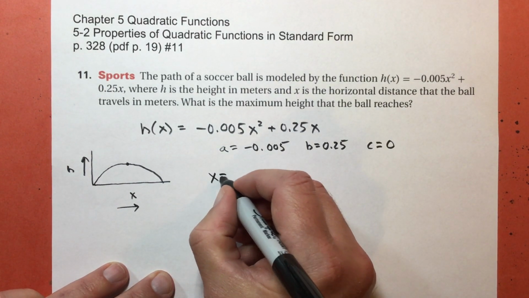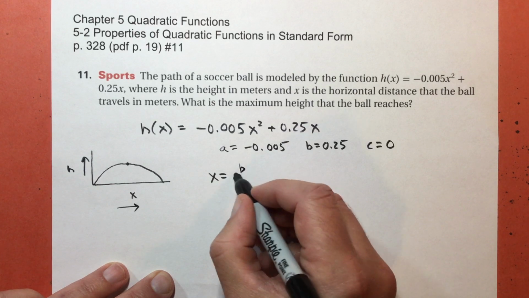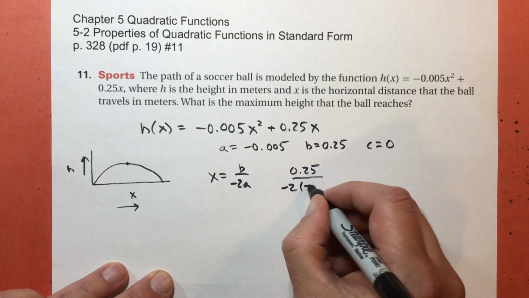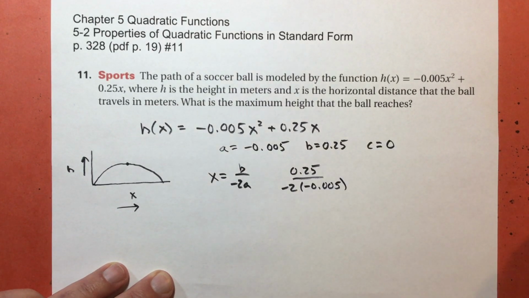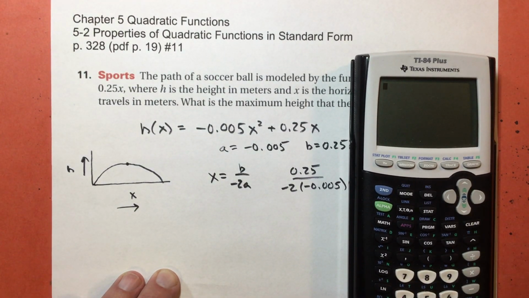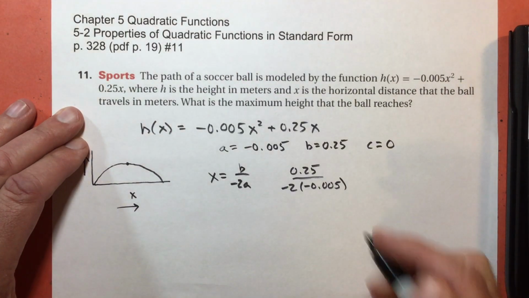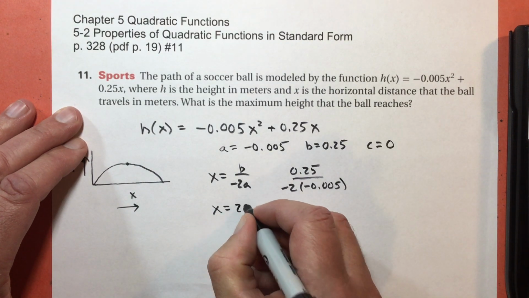First of all, let's find the axis of symmetry. This is b over negative 2a. So this is 0.25 over negative 2 times negative 0.005. Calculator time. Yep. You always have to multiply first, but I'm going to do that in parentheses, so it's okay. So 0.25 divided by parentheses negative 2 times negative 0.005 parentheses. I don't know if you can see that. I'll move it right there. 25. All right. What does that mean? That means that x equals 25.